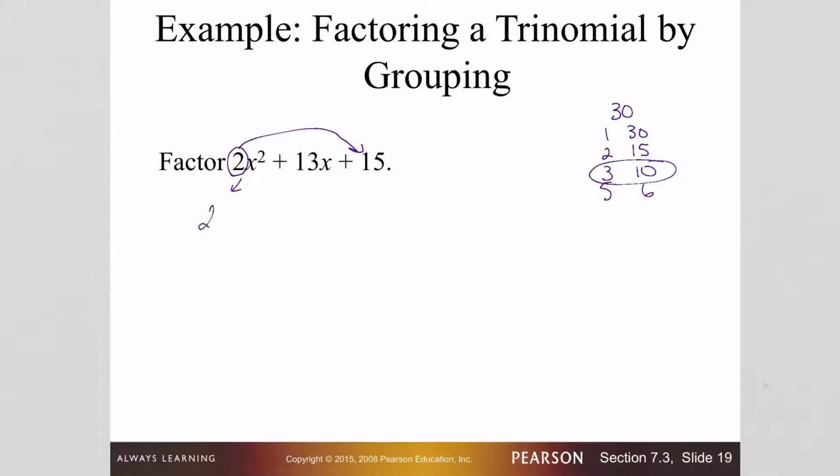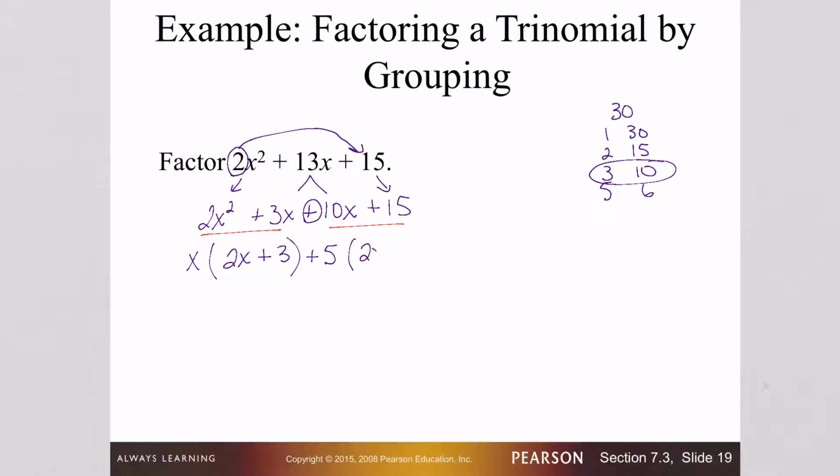So again, 2x squared, I'm going to rewrite 13x as plus 3x plus 10x, and then the 15, I'm just going to write it right here. So, underline the first two, underline the last two. What do the first two have in common that you can factor out? They have an x. What times x will give you 2x squared? 2x. What times x will give you 3x? Remember, this is a plus, so I'm going to bring down a plus. These two have a 5 in common. What times 5 will give you 10x? 2x. What times 5 will give you 15? Plus 3.